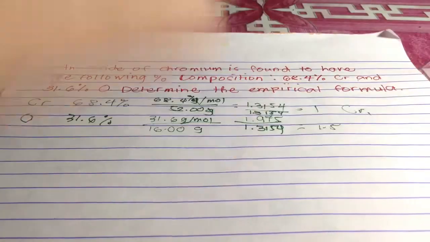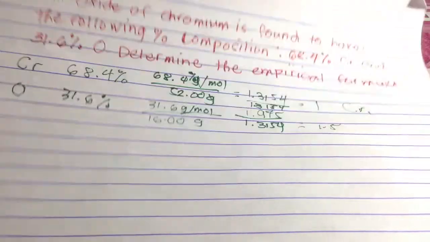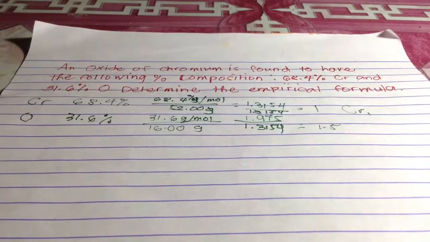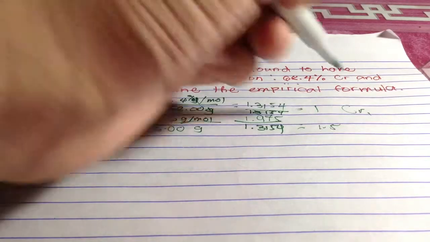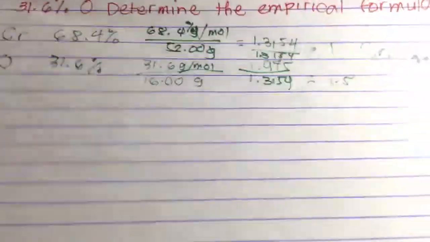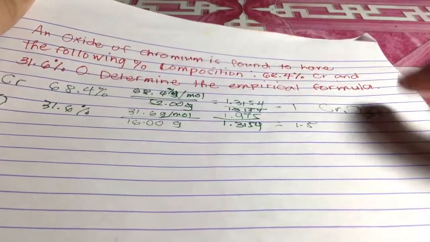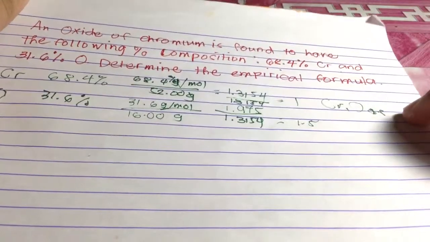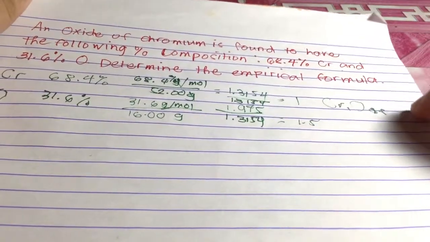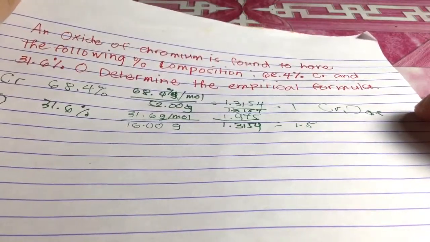And now we find Cr, which is Cr1. And obviously we don't write the coefficient 1 there, because it's hidden. And O is 1.5. But that is not applicable, because 1.5 can't be a subscript in a formula.